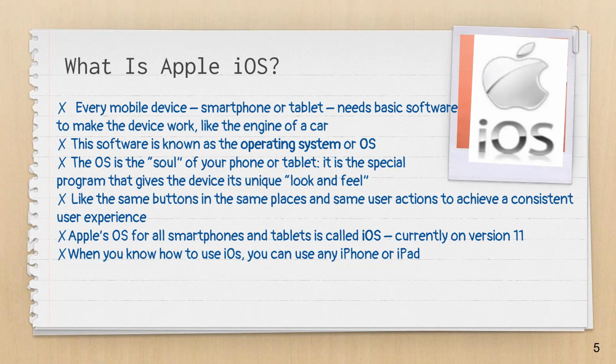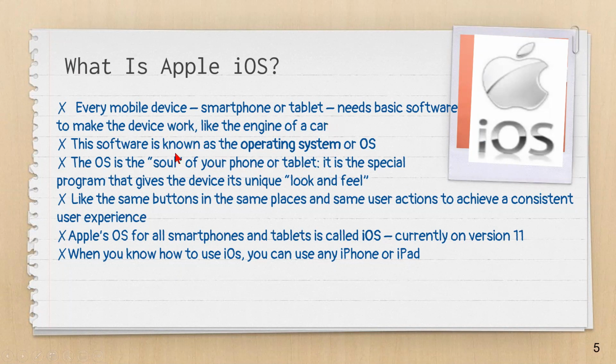So basically, every mobile device, whether it's a smartphone or a tablet or a laptop for that matter, needs certain basic software to make it work. It's kind of like the engine of the car or the soul in the human body. Without a soul, all you've got is a pile of meat. Put a soul into the body and you've got a human being. Without an engine, a car can only go downhill, and that's about it, right? The engine of the car, which mostly you don't see, you don't know about, you don't care about, that's what makes the car worthwhile to you.